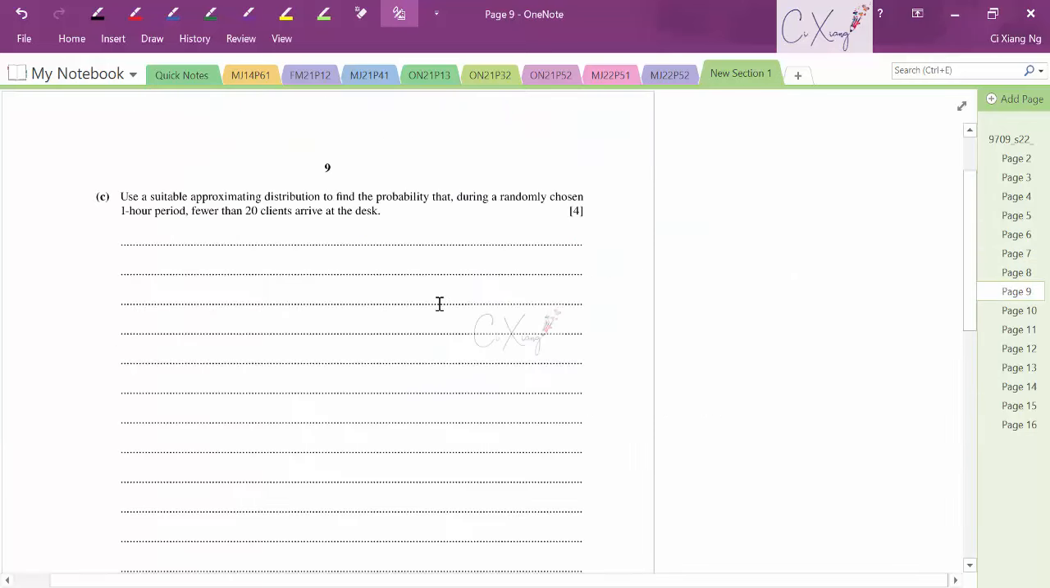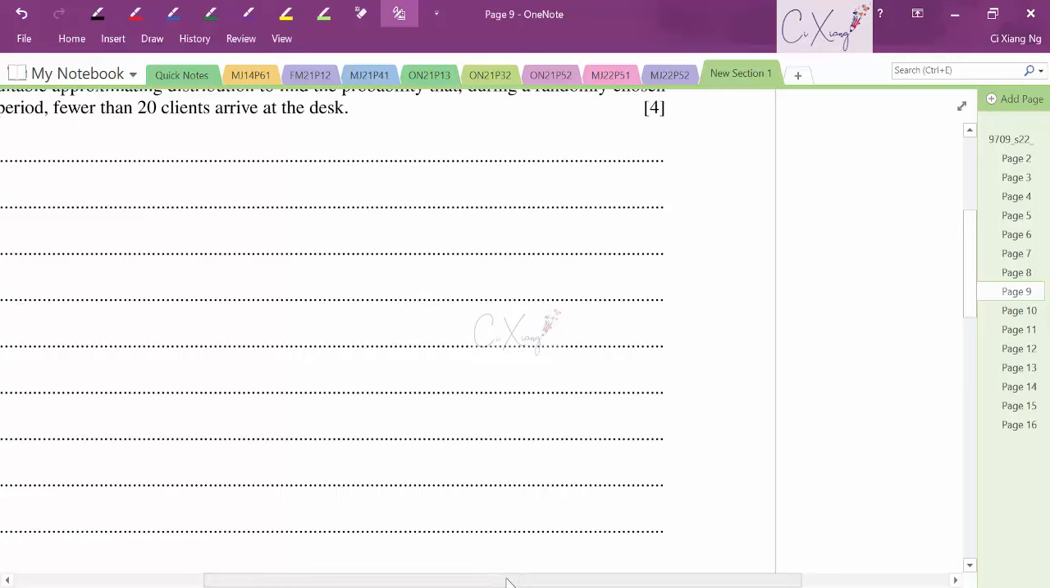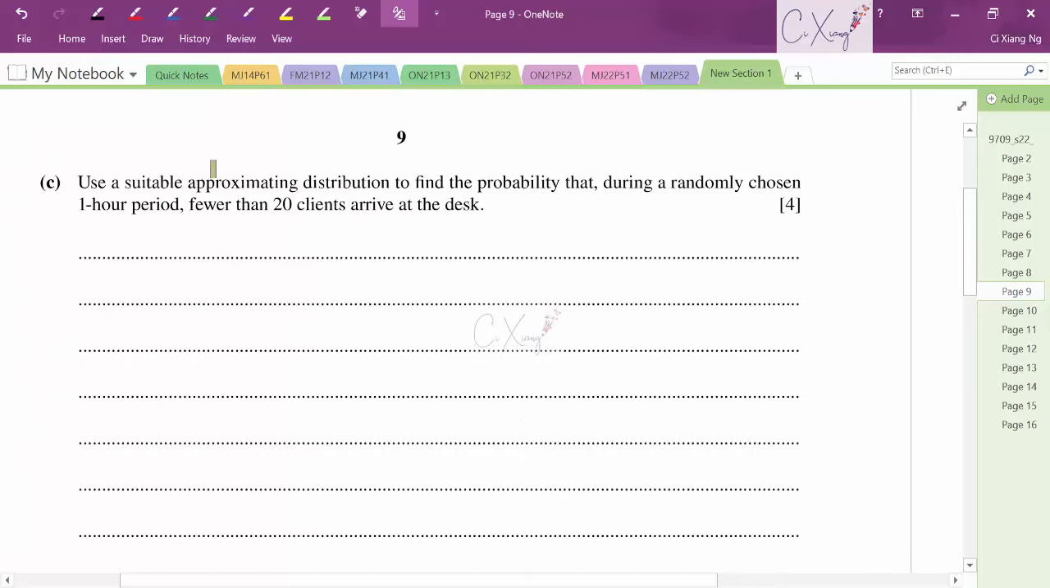Now let's proceed to part number C. For part C, they are asking for the suitable approximating distribution to find the probability that during a randomly chosen 1 hour period, so now the interval becomes 1 hour, fewer than 20 clients arrive at the desk.